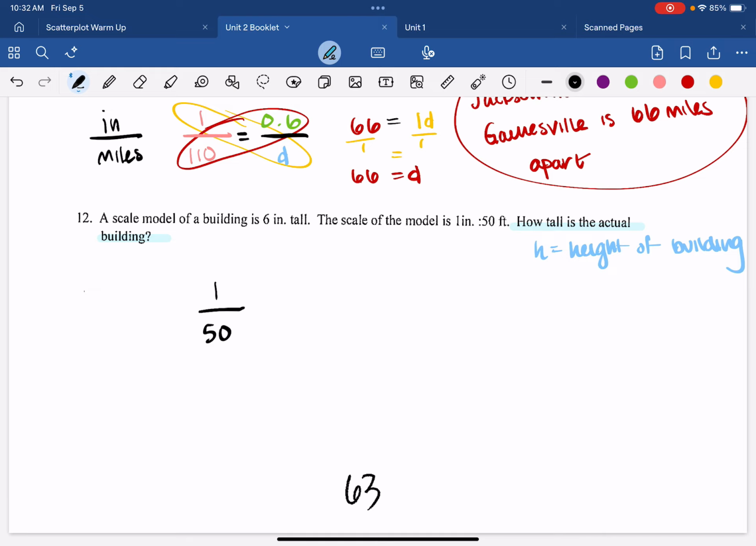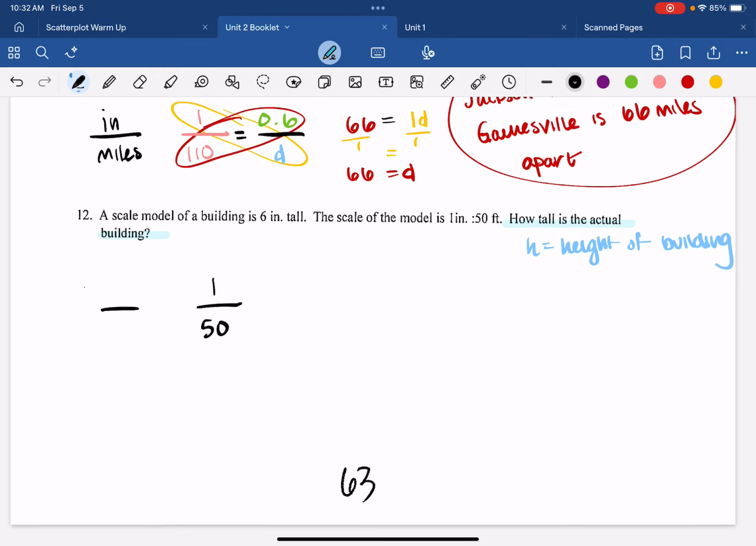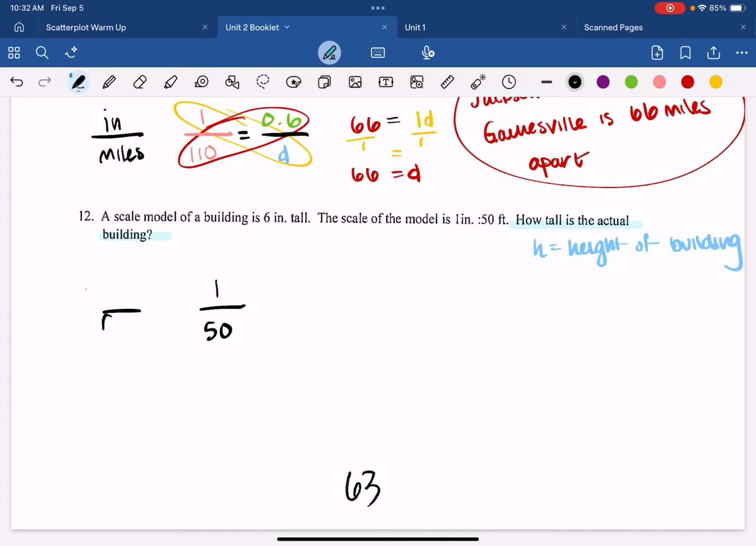Okay, now let's remember to keep our units consistent. So I'd have feet on the bottom and inches up top. Now we have to keep that the same when we write our second fraction. Okay, so it says a scale model of the building is 6 inches tall. So let's put that up top. And I don't know the actual height. That's what I'm trying to find. So let's put our H on the bottom.